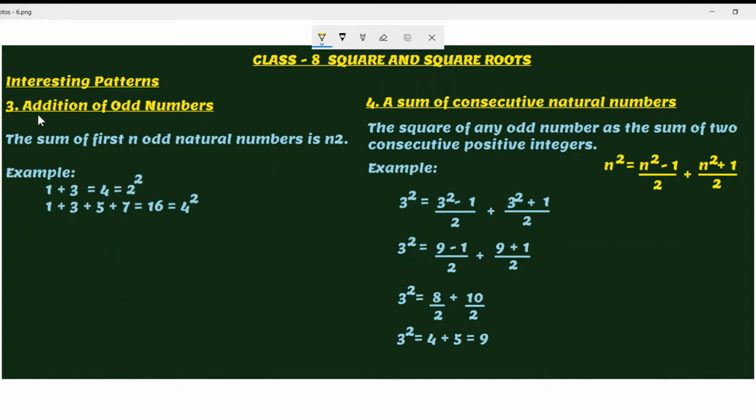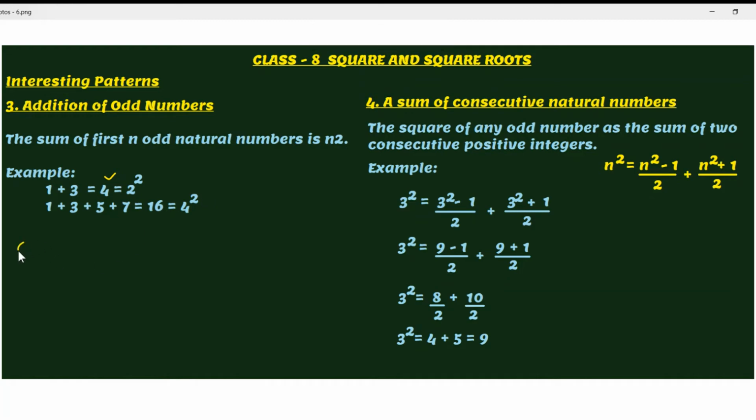Third pattern is addition of odd numbers. You can write the square numbers as the addition of successive odd numbers. Here 1 plus 3 is equal to 4, which is equal to 2 square. So we can write here, you can see, 1 plus 3 plus 5 plus 7. That means there are 4 numbers. So 4 square is equal to 16.